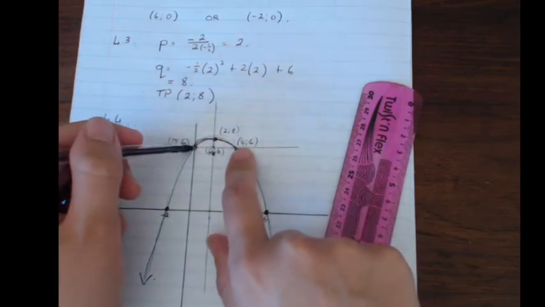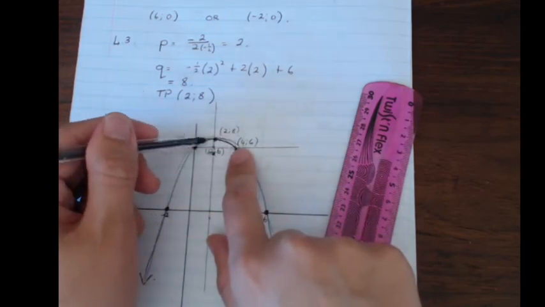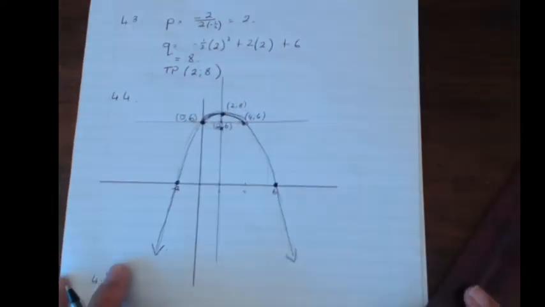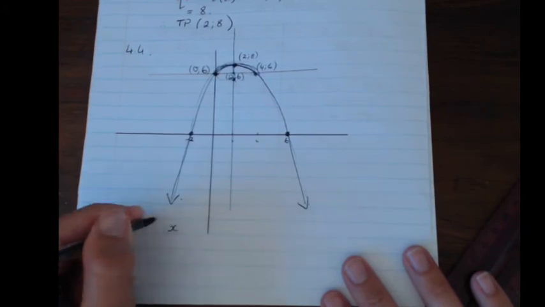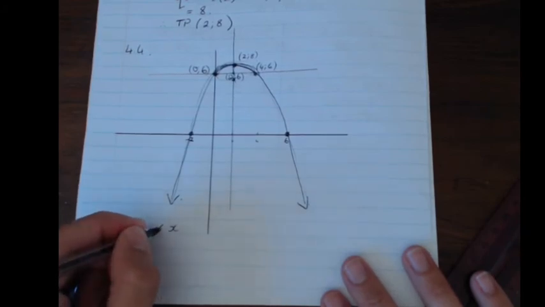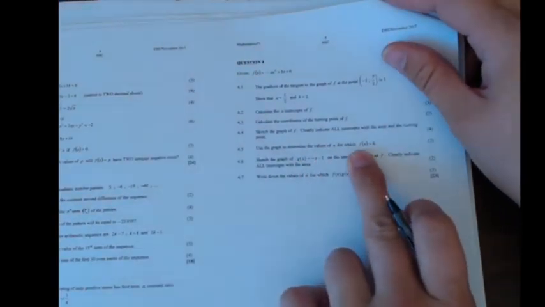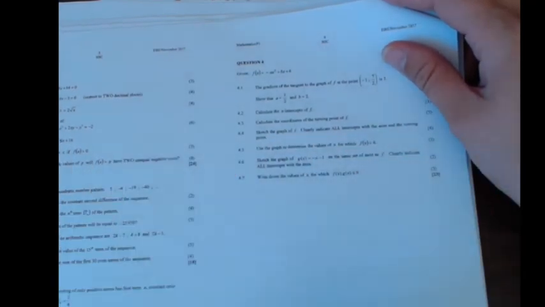So they want to know that the area where this graph is bigger than 6 is from 0 to 4. Right, so x lies between 0 and 4. Okay, the values of x for which f(x) is bigger than 6 are from 0 to 4.